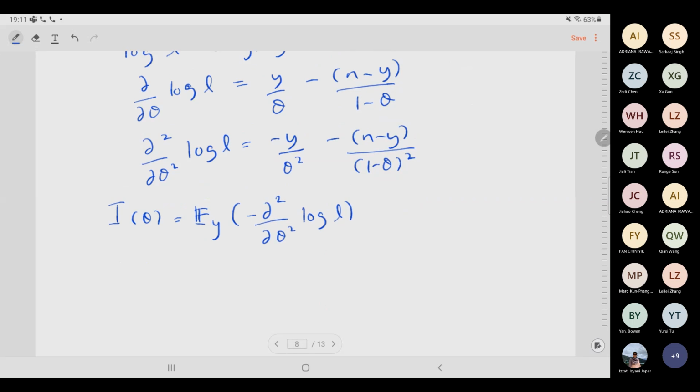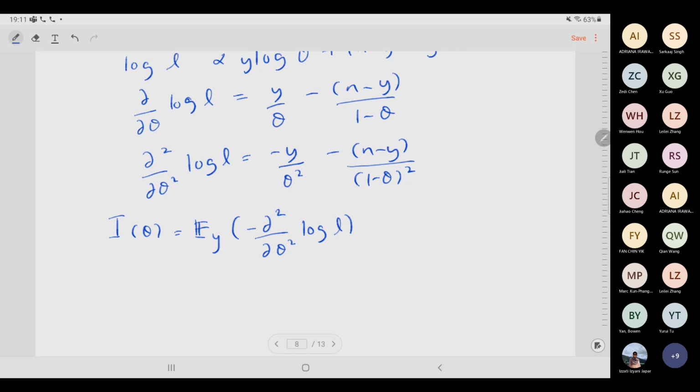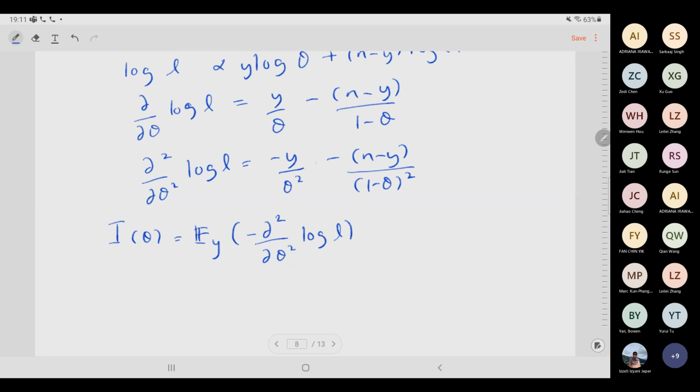If you look at this log L after you differentiate twice, because you take the expectation against Y, in this case theta is a constant. So the expectation is only against your Y. So you have minus, and that's why you have Y here. That's why it's important: when you find the expectation, you must know what it is against. Here it is against Y.